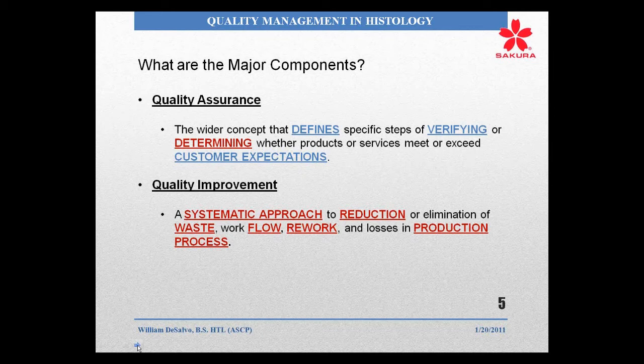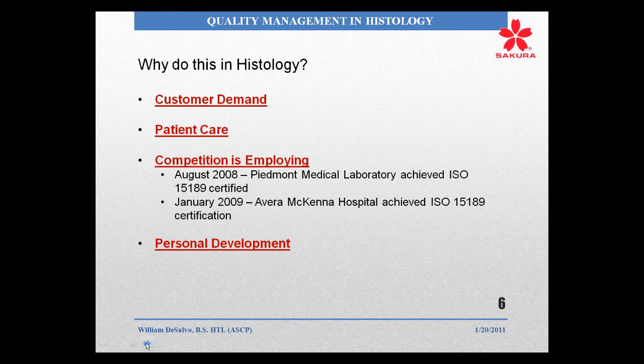So quality improvement is not looking at the bubble under the cover slip, as we discussed, but what went into creating that bubble under the cover slip, and how do I adjust steps prior so that bubble does not create again. There we go. So, why do we do this in histology?